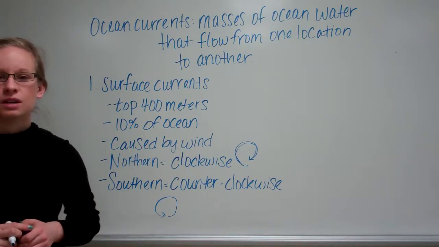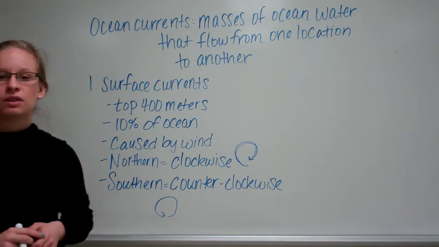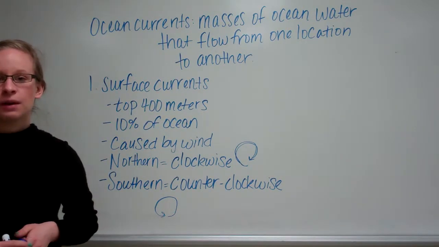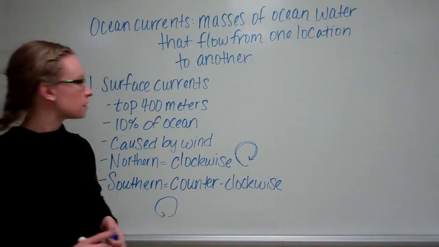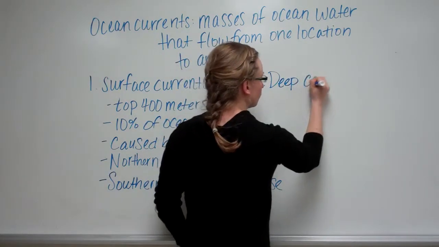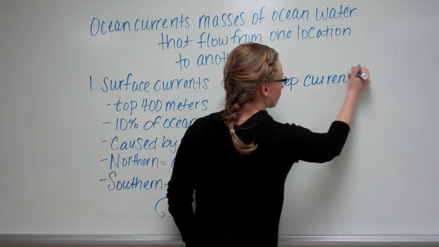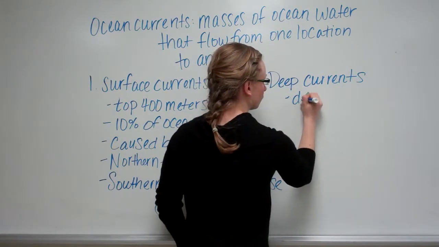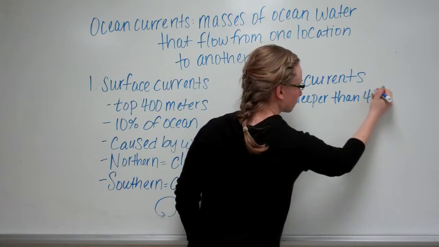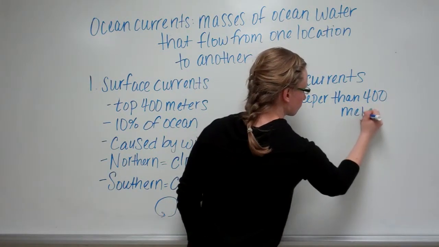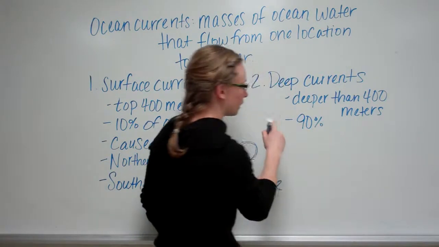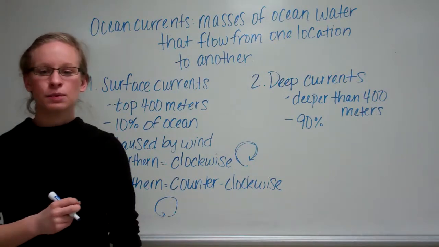The second type of currents that we need to talk about are our deep currents. And those are the currents that are beneath our surface currents, so deeper than 400 meters. And that's about the rest of the ocean. That's about 90%. Okay, so deeper than 400 meters and about 90% of the ocean.